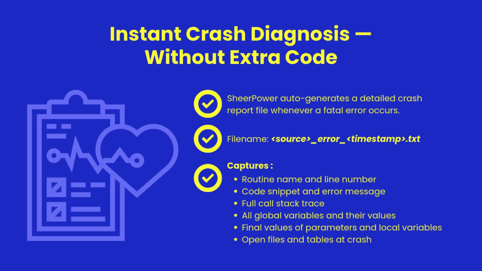When a SheerPower application crashes, there's no need to add special error handling code just to figure out what went wrong. SheerPower automatically creates a crash file with the source line, the error message, and the exact call stack. You'll also get a snapshot of all variables and even open resources, making post-mortem debugging incredibly efficient.